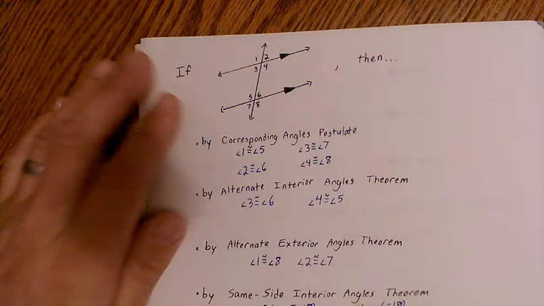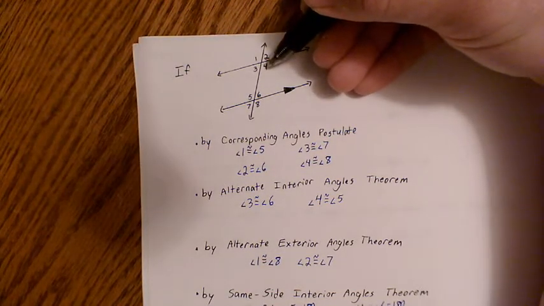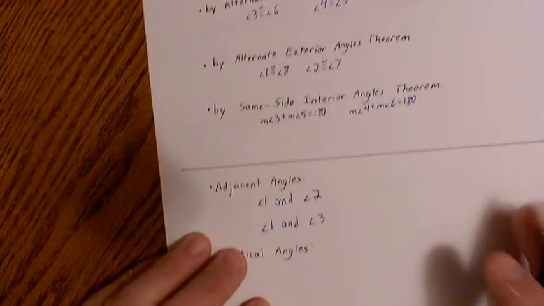I'm going to go back up to the diagram. Angles 1 and 4 would be an example of vertical angles. So would angles 2 and 3, things like that. And those are always congruent.